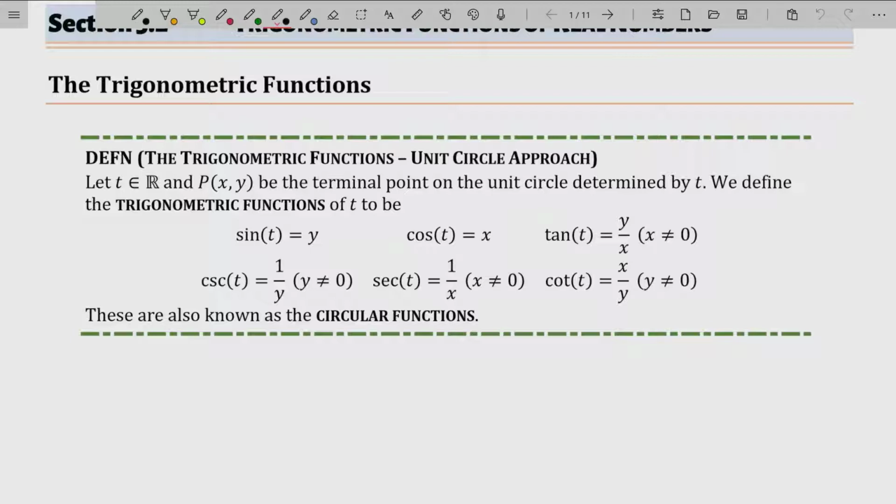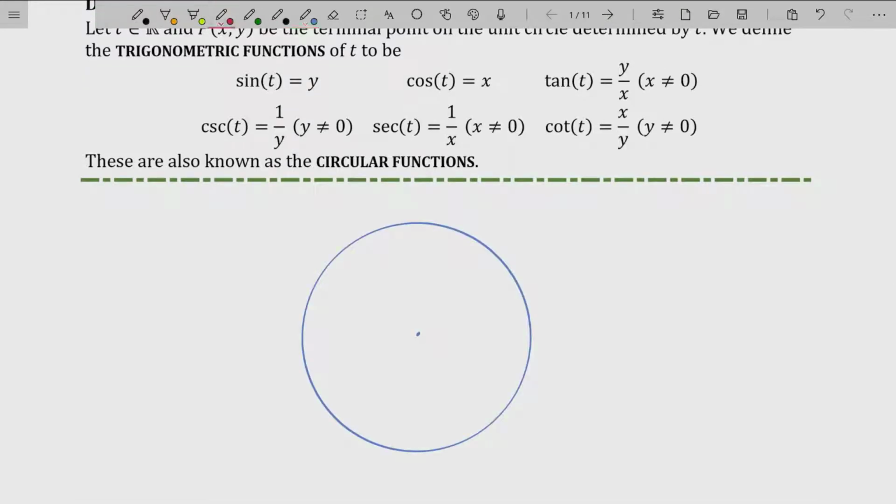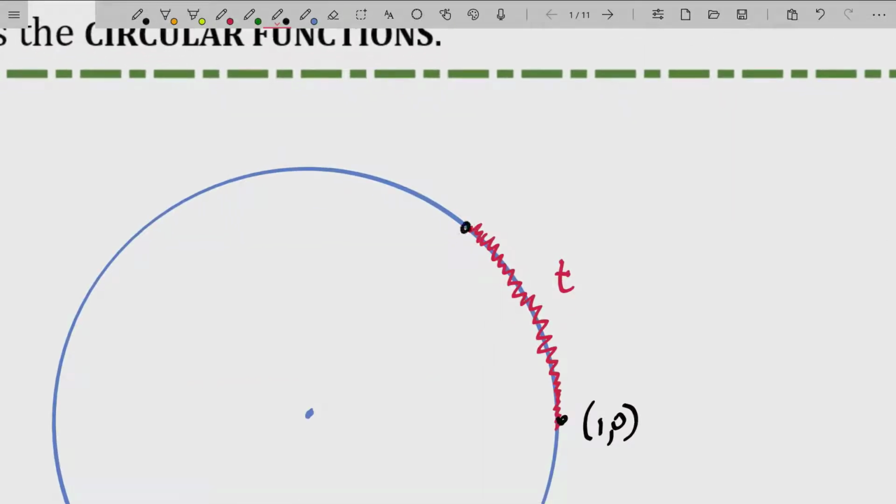So t is a real number, and the point P(x, y), or the point x comma y, is a terminal point on the unit circle determined by t. So you have some unit circle, and then you have a terminal point determined by t. Remember, the terminal point determined by t starts at the point (1, 0), and if t is positive, then it goes in the counterclockwise direction. If t is negative, it goes in the clockwise direction, and this is the point x, y.